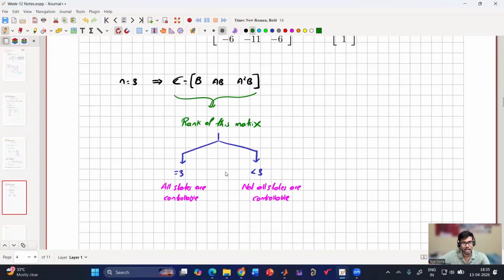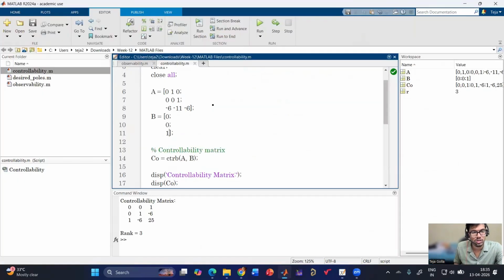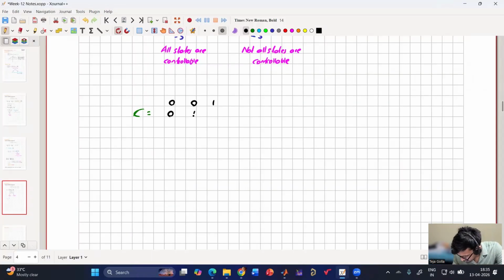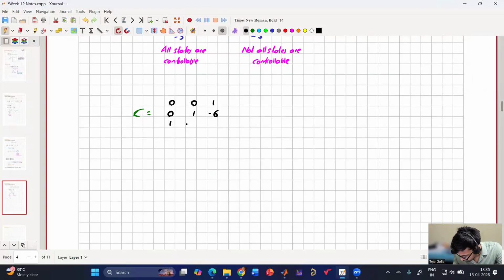So let me rewrite it. The C matrix is whatever we are getting. The C matrix is 0 0 1; 0 1 -6; 1 -6 25.